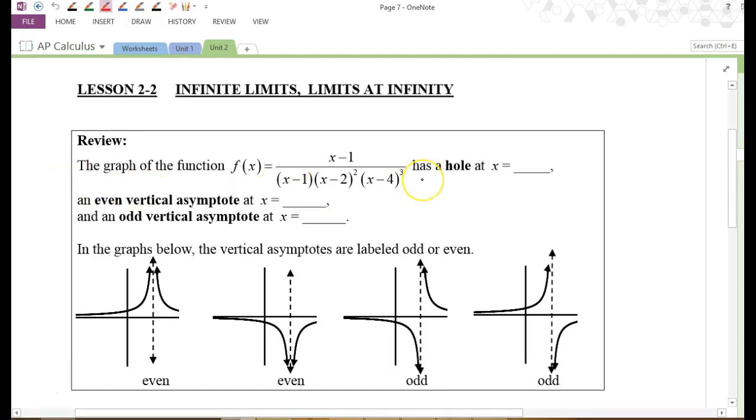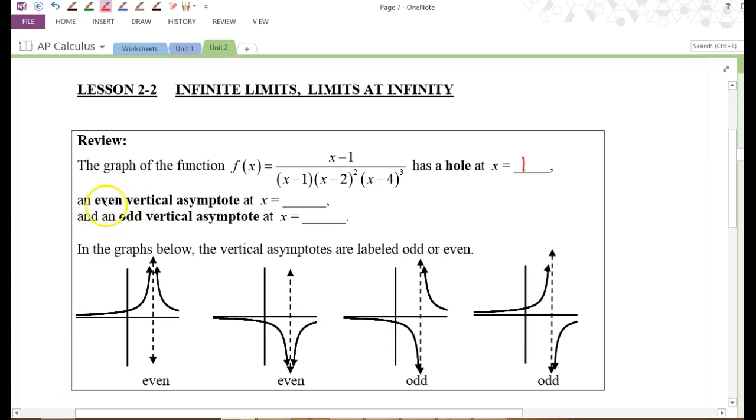They give us this problem right here. So they first ask us, given this function, where would the hole exist? Remember, a hole exists where you have a quantity on the top that would cancel with one on the bottom. You can see that x minus 1 would cancel with x minus 1, so that would create a hole. So you'd have a hole at x equals 1.